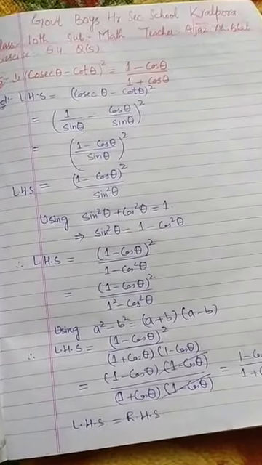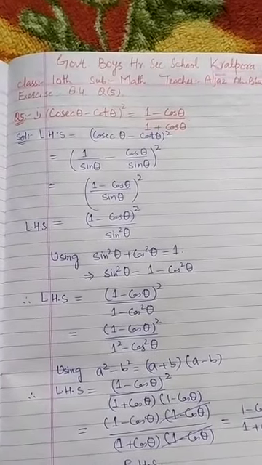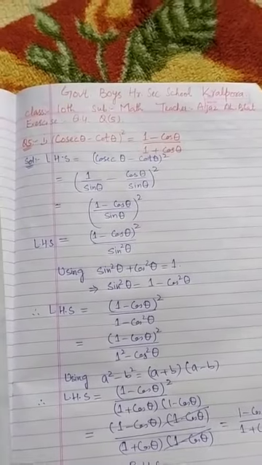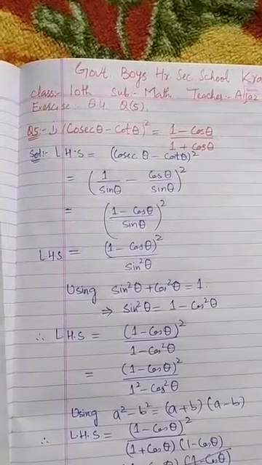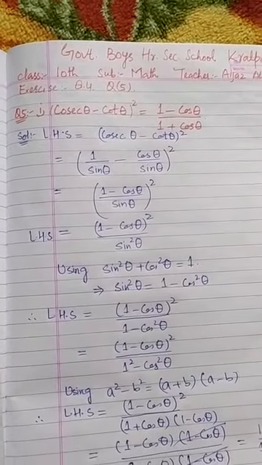That means by using one of the trigonometric identities, that is sin square theta plus cos square theta is equal to 1, I have proved that (cosec theta minus cot theta) whole square is equal to (1 minus cos theta) divided by (1 plus cos theta).